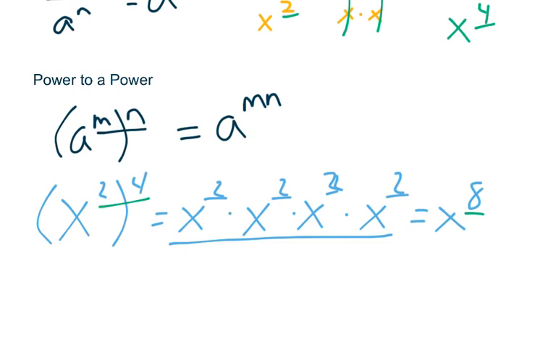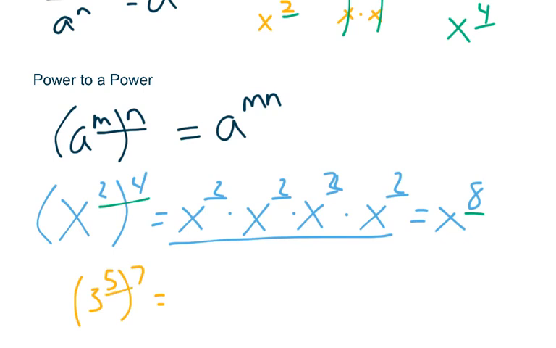Okay, so for one more example here, let me do this one in yellow. Let's use 3 to the 5th power, 3 to the 5th, and we'll raise that to the 7th power.